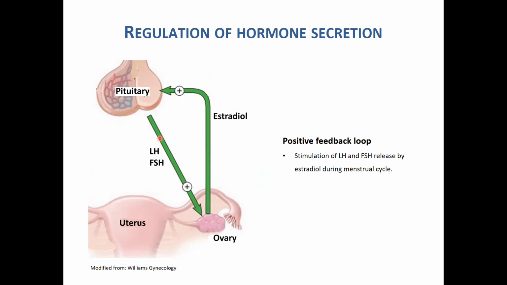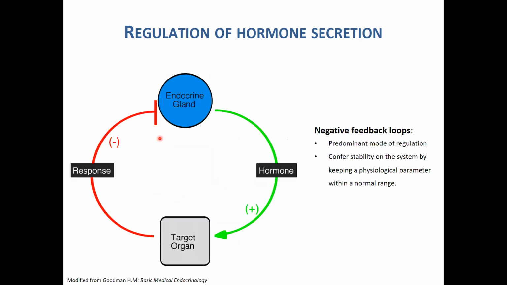Now, these are not very common. There's not very many of these positive feedback loops. More common are the negative feedback loops. These are the most prominent mode of regulation. In this particular regulation, we have an endocrine gland, which produces a hormone, has some kind of effect on the target cell. Whatever the target cell produces a response, and that response is going to feed back and inhibit the endocrine gland. Right? This is preferred because it basically maintains stability in the system and maintains whatever biological effect we're looking at in the normal range.